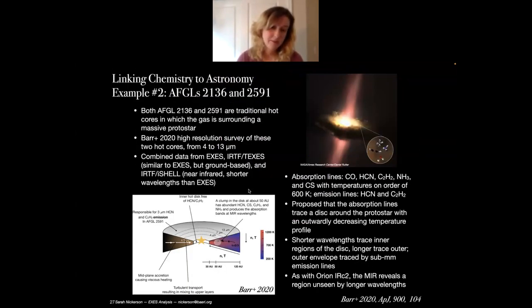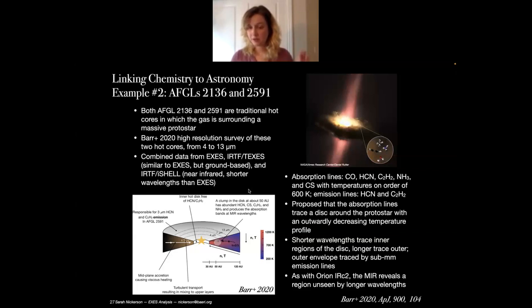And the second example I'm giving is work from Barr et al. 2020. And so this is towards two of the classic hot cores, AFGL 2136 and 2591. So here again on the right is an illustration showing that these are hot cores with a protostar, and we're probing the gas that's around the protostars, and you can also see jets coming out in the image. For their paper, they looked from 4 to 13 micron, and they also combined data from EXES and TEXES.